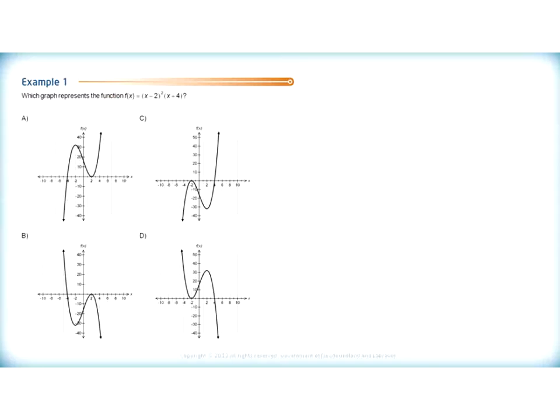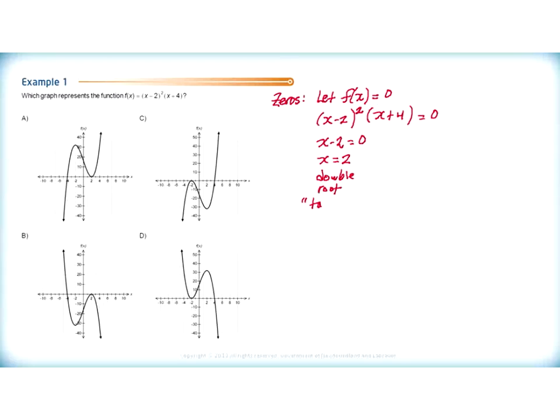Again, to look at that function, you need to look for the zeros of the function by letting f of x equal 0. So here we have x minus 2 of multiplicity 2 multiplied by x plus 4 to equal 0. That will occur when x minus 2 equals 0. When x is equal to 2, we will have a double root at that point. So the graph would be tangent at x equals 2. The other root will occur when x plus 4 equals 0, and that's at x equals negative 4.